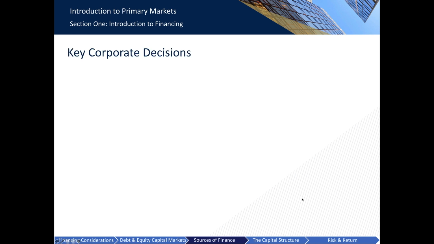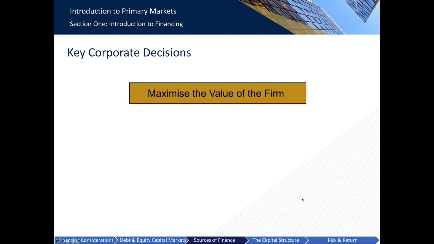Key decisions made by a corporation help it to achieve the primary goal of maximising the value of the firm. In making the key decisions, the company needs to be clear about why it is in business and what it wants to achieve. The key decisions include the investment decision, the financing decision, and the dividend decision.